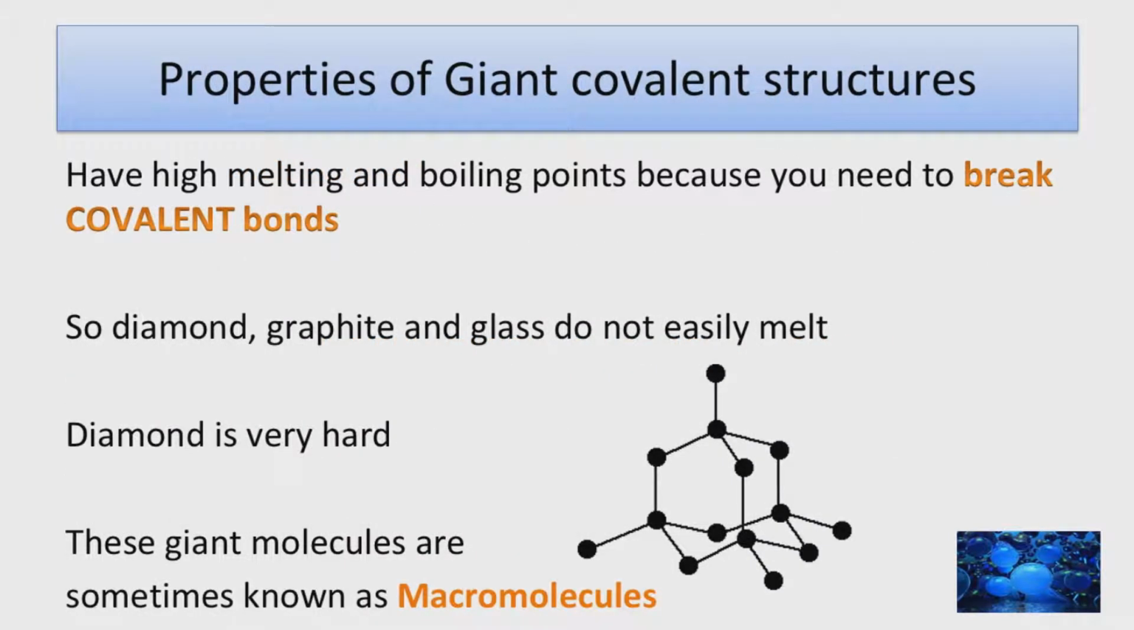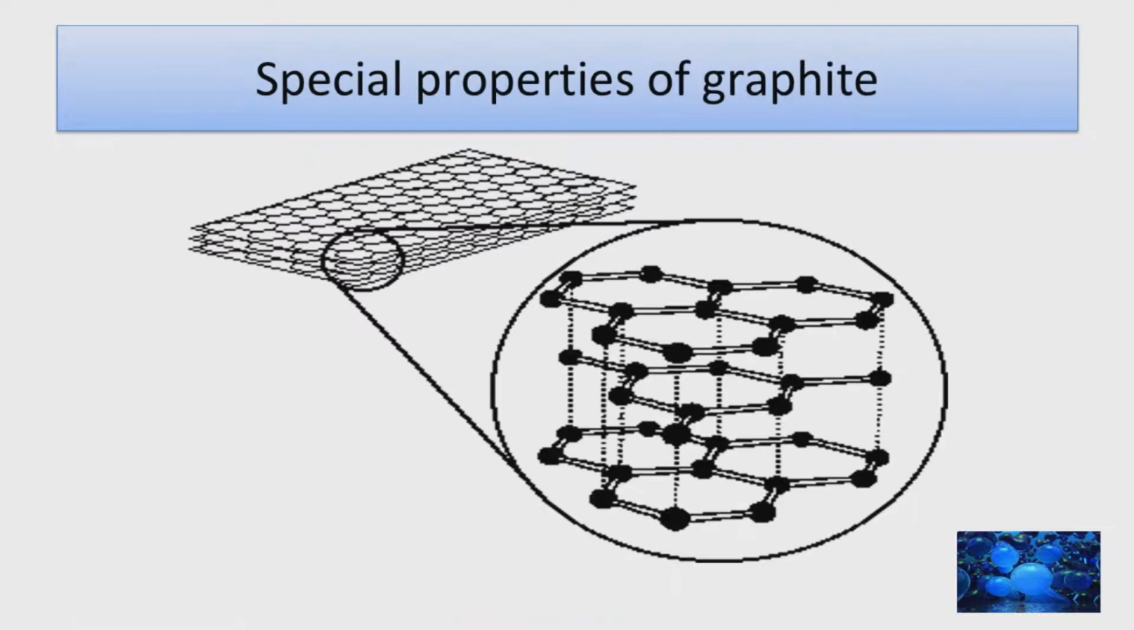If we look at the properties of giant covalent structures, well, they have the opposite. They have very, very high melting points and very high boiling points because you need to break the covalent bonds. So diamond, graphite, glass do not easily melt at all. Diamond is very hard, as you know. These giant molecules are sometimes known as macromolecules.